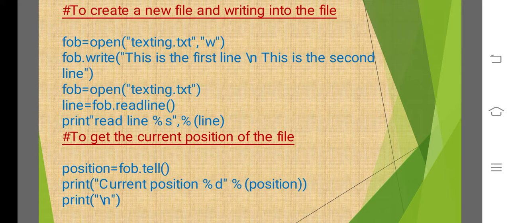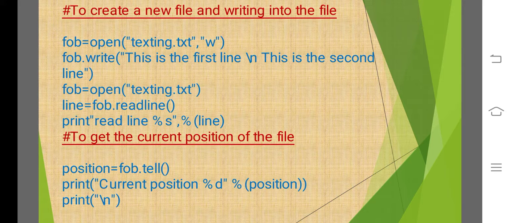If the text file is already created at that time, the open function opens the file. In both places, the open function is used for creating a file as well as for opening the file.